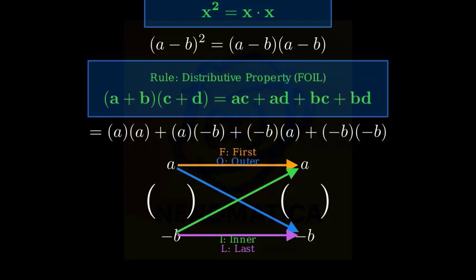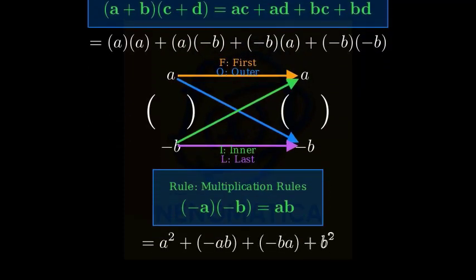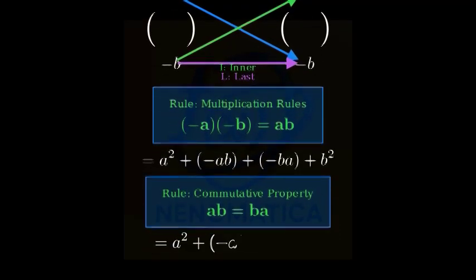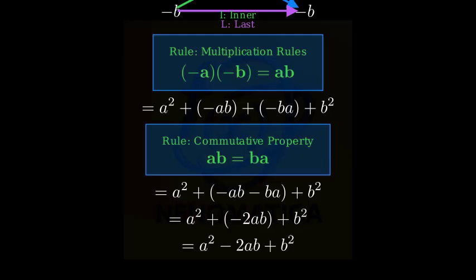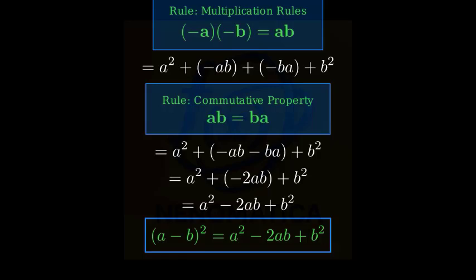Now, let's simplify these products. A times a is a squared. A times negative b is negative ab. Negative b times a is negative ba. And negative b times negative b is positive b squared. In the next step, we can simplify further because a times b equals b times a for real numbers. So negative ab plus negative ba equals negative 2ab. And so we've shown that the square of a minus b equals a squared minus 2ab plus b squared. This completes our proof of the identity.